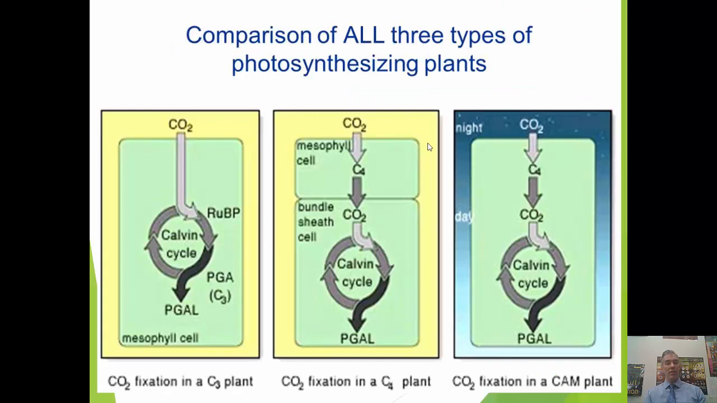And this is a comparison of all three processes. Normal photosynthesis, where CO2 is directly fixed into the Calvin cycle. C4, where it happens in a separate cell, going through a 4-carbon compound first. And then CAM, where carbon fixation happens only at night. And then during the day, they actually fix and put the CO2 through the Calvin cycle.